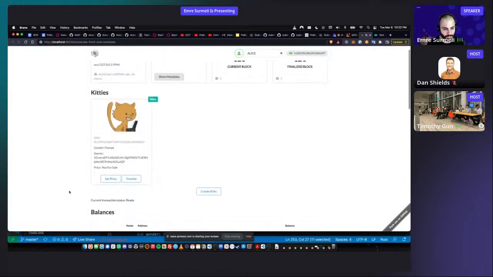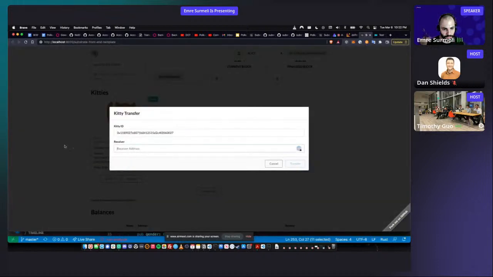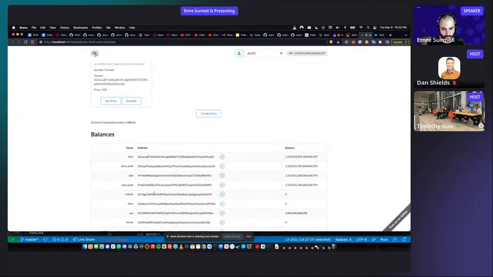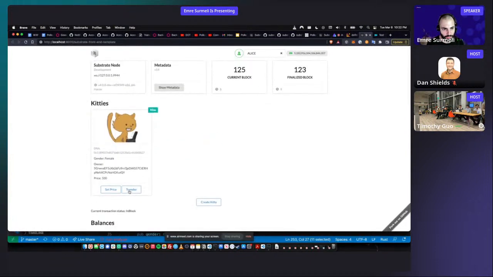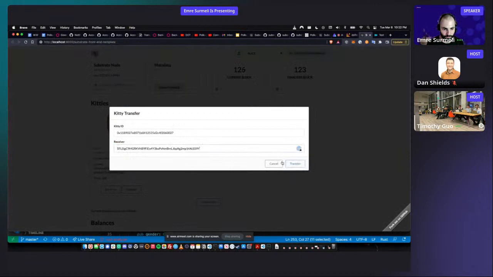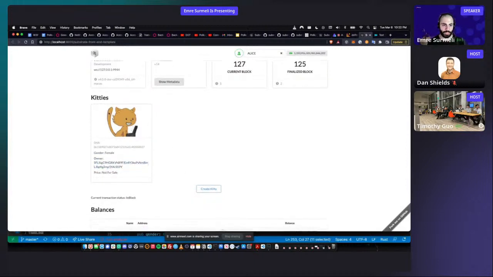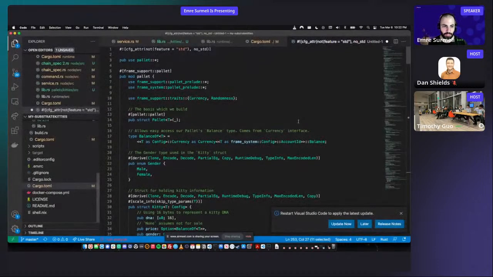Boom, that's going to get included in a block. Price gets changed to 100. And we can even transfer ownership of that kitty. So this is analogous to transferring a non-fungible asset. Now the owner is going to change. Okay, great. So all of this functionality is enabled by the kitties pallet.